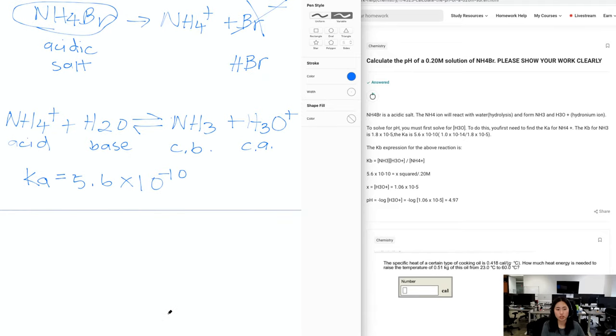That means when you write your equilibrium expression, based on the chemical equation of NH4 plus, you're going to see that you can write your product over your reactants, right? So this is the concentration of NH3 multiplied by the concentration of H3O plus.